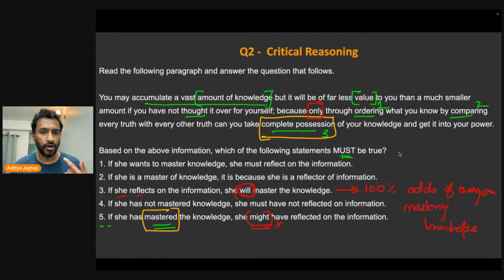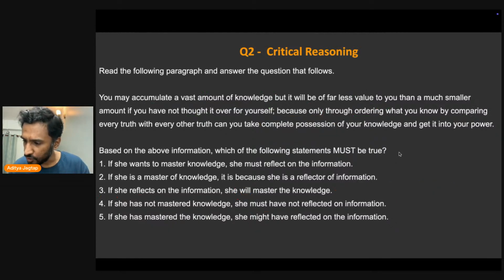This is invalid, right? The author didn't say that if you reflect, you will master the knowledge. There's still a lot of processing of information that is required. So 3 and 5, in short, will and might, these specific words have made 3 and 5 invalid. Now, thinking about it for yourself has been replaced in these options as reflect. Correct? In all of these options it is replaced with this word reflect.